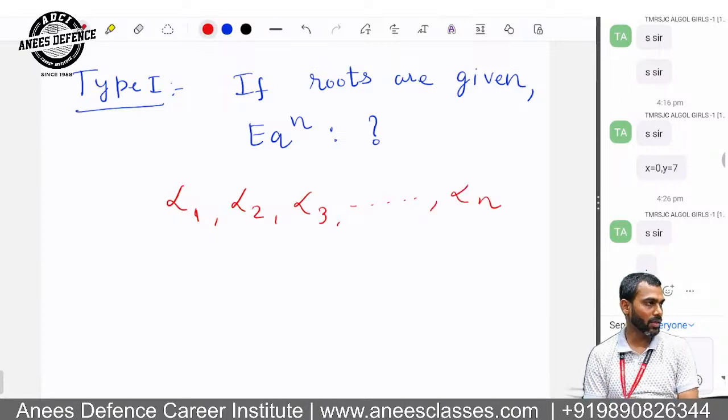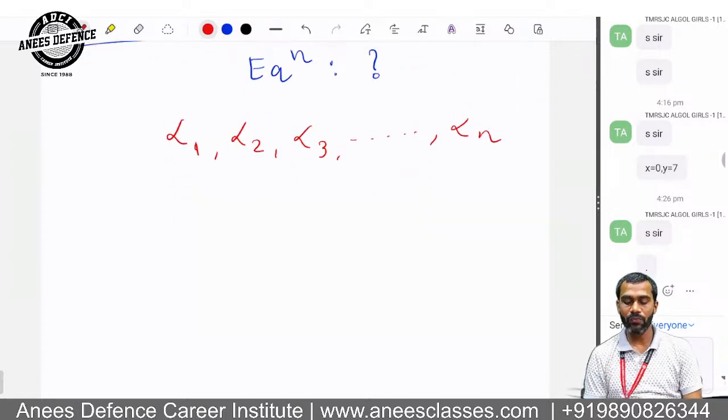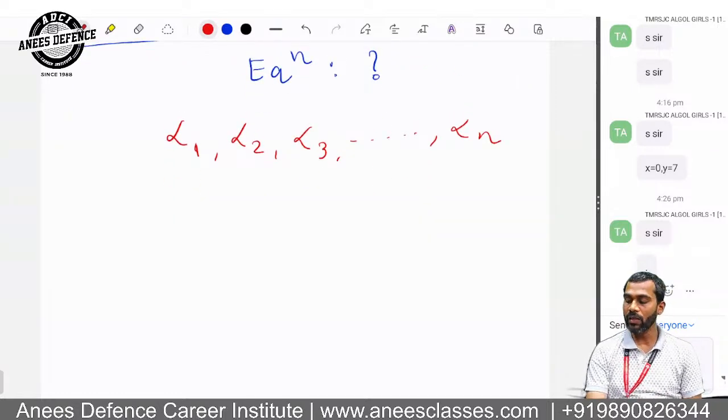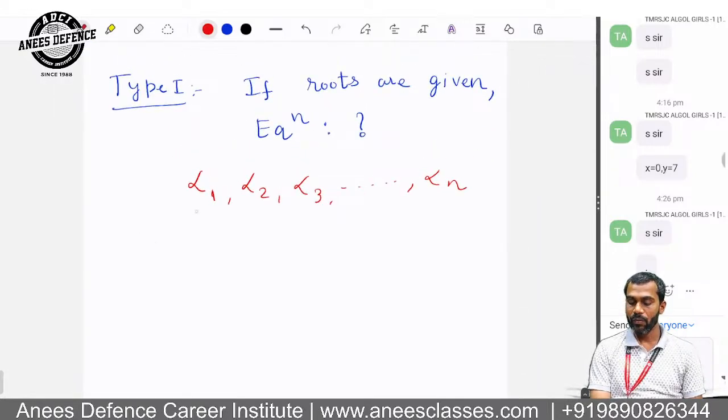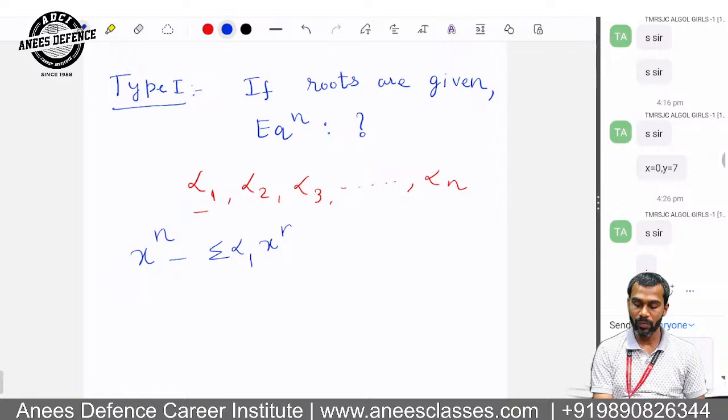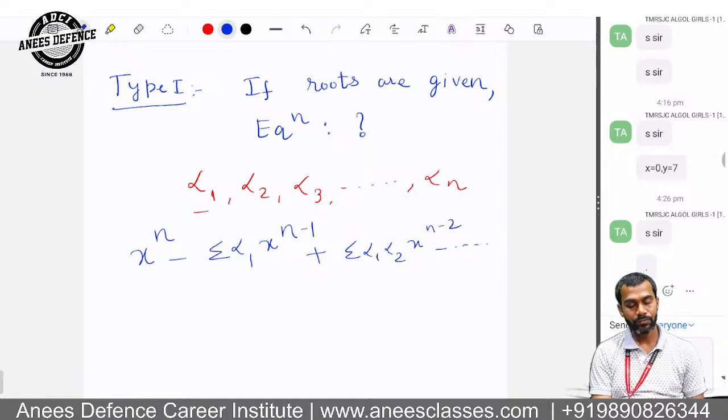We will continue this in the next lecture, but have a little look now. Alpha 1, alpha 2, alpha 3 up to alpha n. These are the n roots. Now what we need to do? We have to find out the equation. So what is the equation? Tell me. X raised to n minus summation alpha 1, I'll tell you what is summation alpha 1, X raised to n minus 1, then plus summation alpha 1 alpha 2, X raised to n minus 2, then minus, and so on. At the end, minus 1 raised to n.